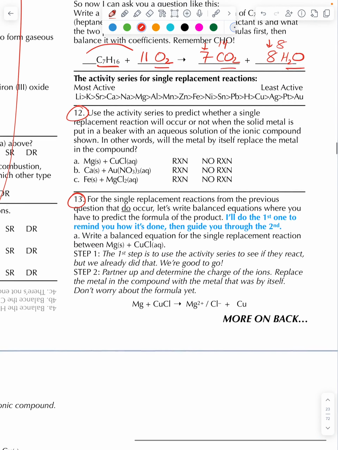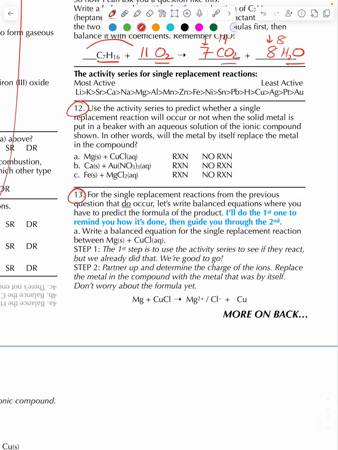Okay. Then we learned about single replacement reactions, and we started using the activity series. I could ask a quick little activity series question on this, whether a single replacement reaction happens or not. So remember, a single replacement reaction is when you react a single, for our class, just a metal atom, with an ionic compound. So what you want to do is see if Mg can replace Cu.